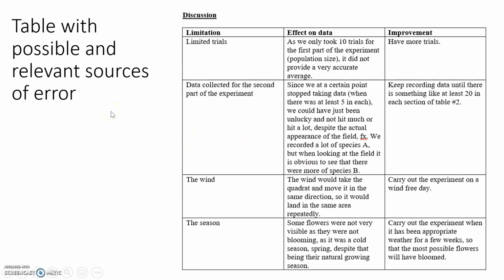Then I also want to remind you that I think it's a good idea as part of your discussion to have a table like this to get an overview of the potential sources of error. And you should of course only include those that are relevant, right? But it shows good understanding to be able to list and also take into account what the expected effect on the data is, and also come up with possible suggestions for improvements. So this table should be part of your discussion.